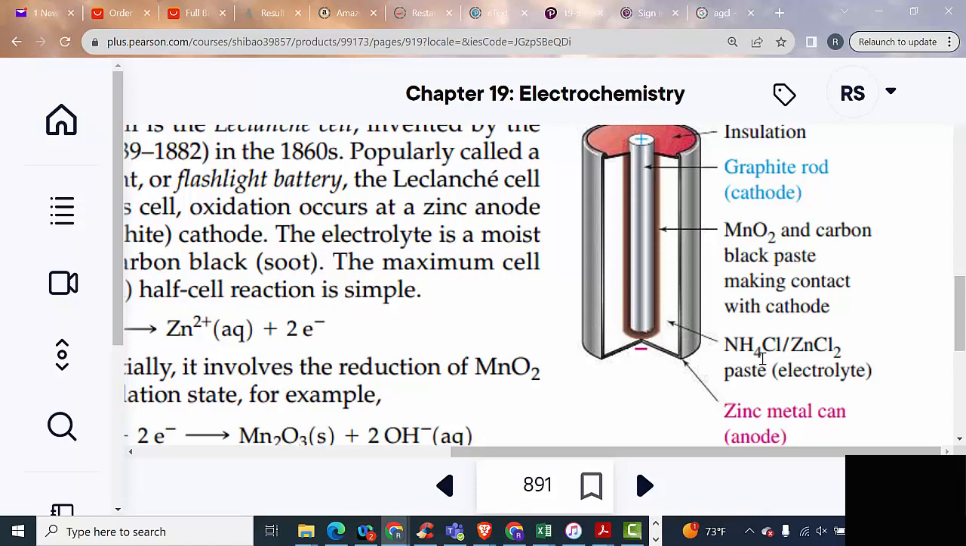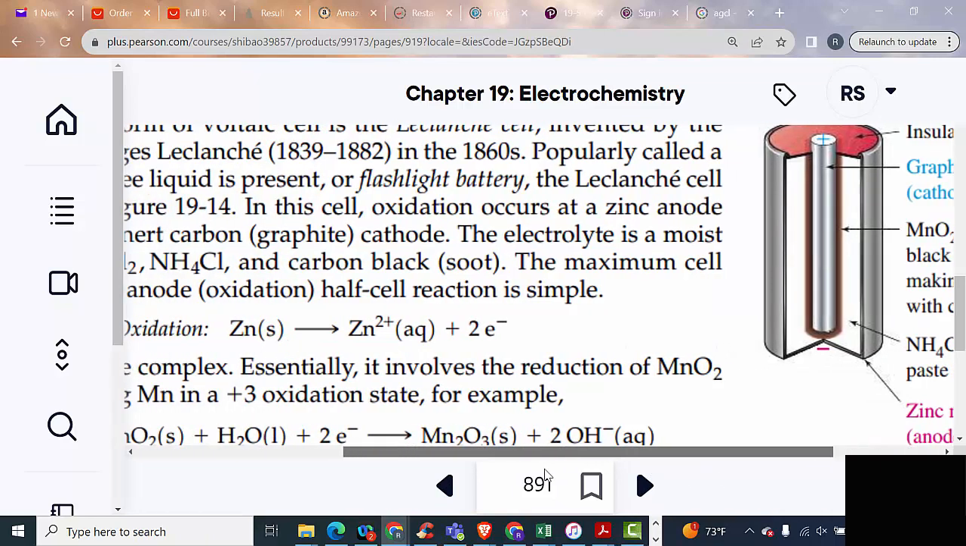Our salt bridge is going to consist of ammonium chloride and zinc chloride. Ammonium chloride and zinc chloride aren't the cheapest. Why do they use that? There's a reason they use that, and it's very, very impressive, you know, the thinking that went into this battery.